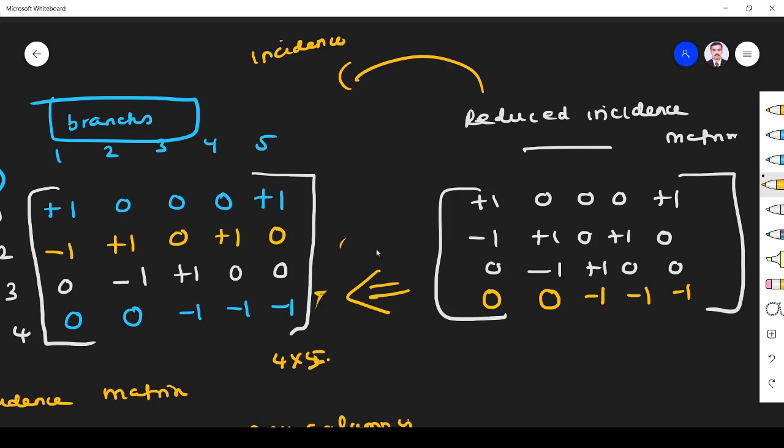So in that way, from the reduced incidence matrix, we can form the incidence matrix, right? So I hope you understand the incidence matrix very clearly and what is meant by reduced incidence matrix.